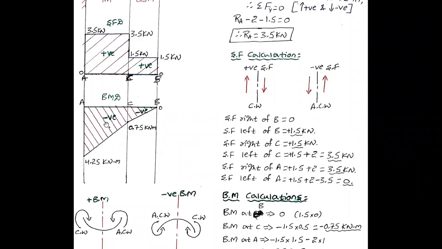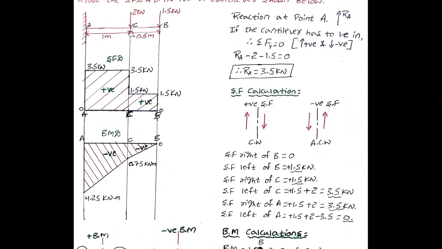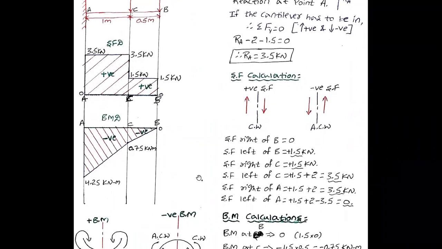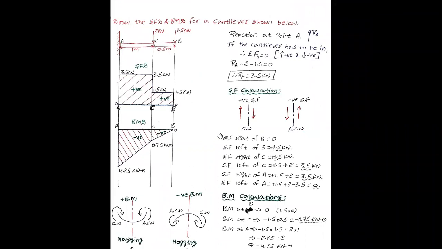Negative value means I have drawn it below the baseline, 4.25. Now join points C and A. Here also a point load is acting, so the bending moment variation will be linear. Join this line. These are the negative values. This is how you are going to get the values.